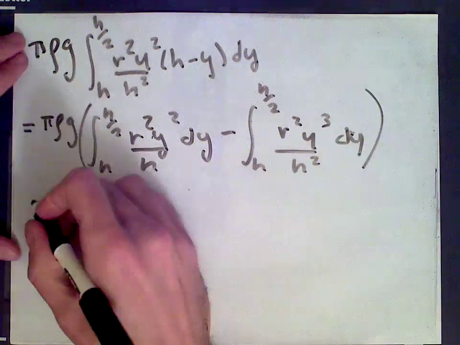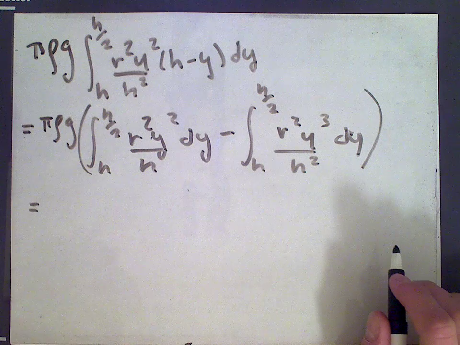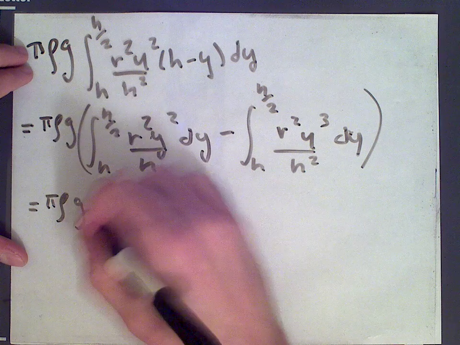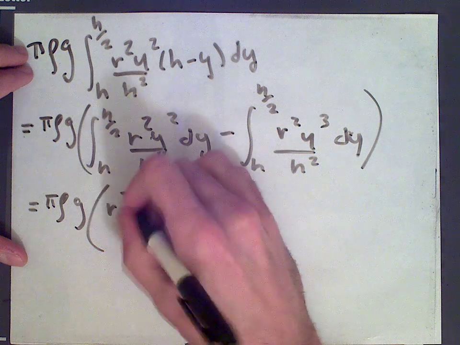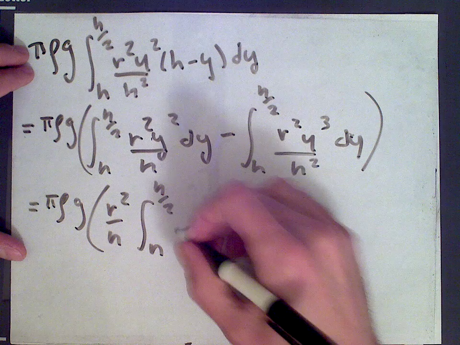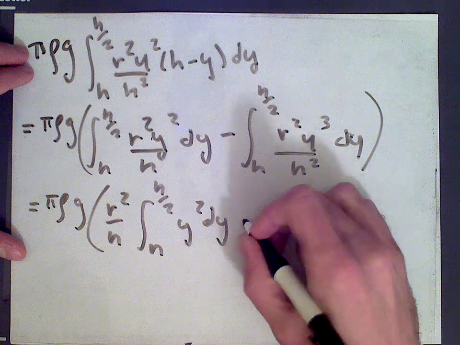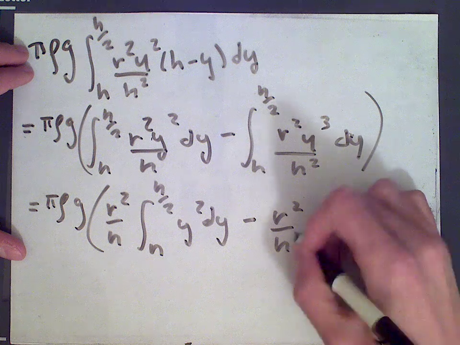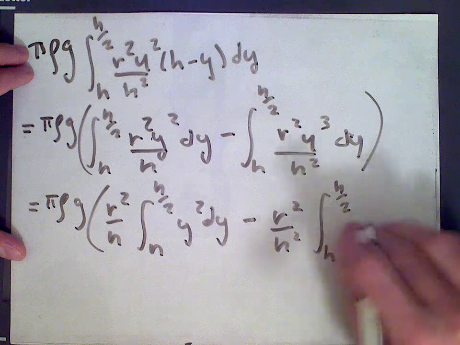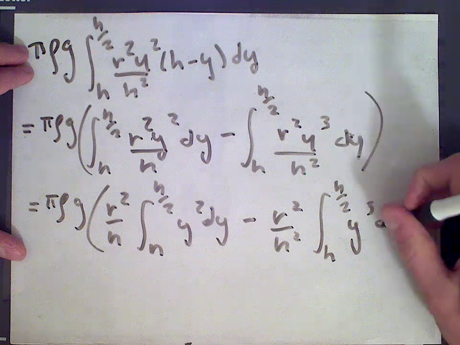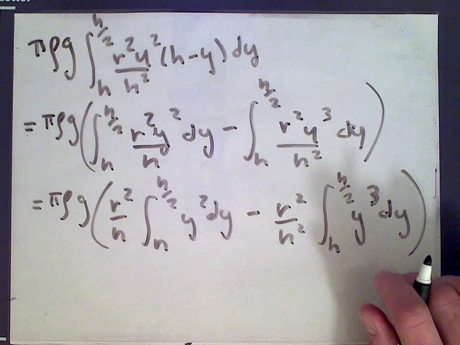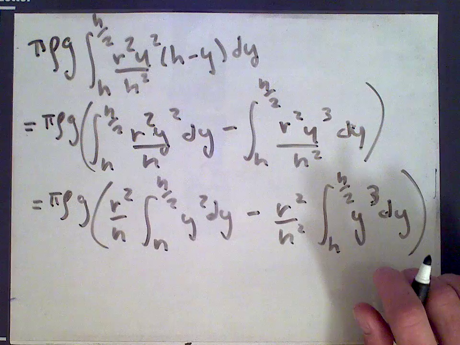And then again, we're going to factor out all the constants. So we can factor out pi rho g times, here we have r squared over h as a constant. We integrate from h to h over 2, y squared dy, minus r squared over h squared, the integral from h to h over 2 of y cubed dy. Okay, so we're further simplifying our integral.